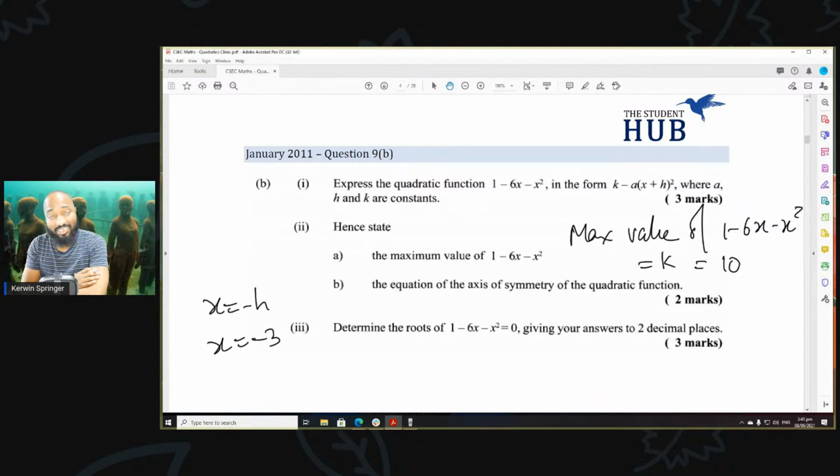Nice. It's a beautiful thing when it starts to feel repetitive here. Determine the roots of this equation, giving the answer to 2 decimal places.